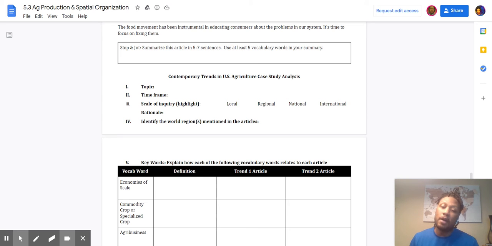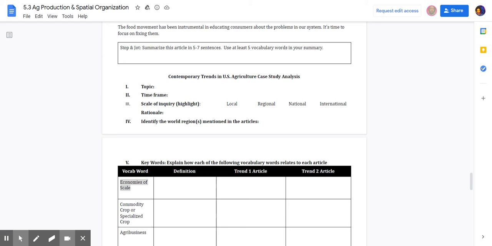Explain how each of the following vocabulary words relates to each article. So, economies of scale. What I've shown you in the past is that I want you to copy those words, economies of scale, and place them in your Google search bar. So, let's do that right now. All right, so copy. Hopefully, it is going to capture that. Then we're going to type AP Human Geography, because this gives us the exact definition that we're looking for as it specifically relates to AP Human Geography.